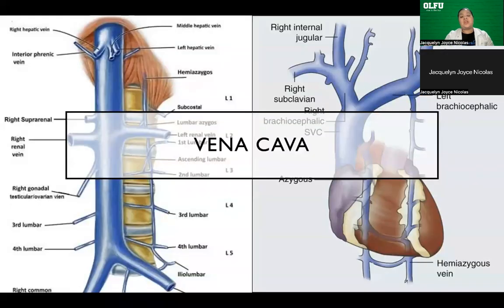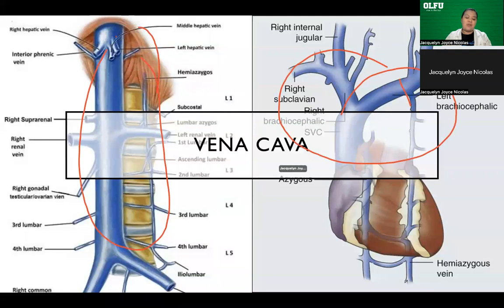Okay? So on the end of our veins naman, of course, we have the major veins. You have your inferior vena cava and your superior vena cava. So we know that our inferior vena cava drains the blood from the abdomen. Okay? So the gonads, the lower extremity.